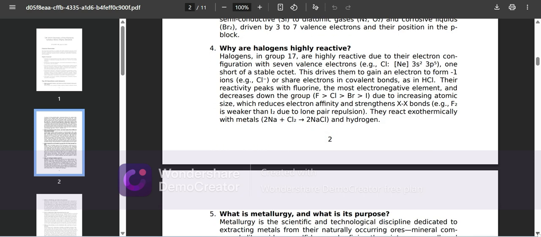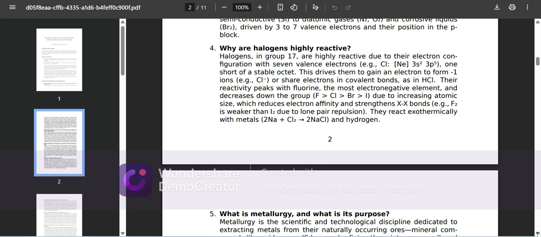Why are halogens highly reactive? Halogens in group 17 are highly reactive due to their electron configuration with 7 valence electrons. Chlorine: neon 3s2 3p5, one short of a stable octet. This drives them to gain an electron to form -1 ions, or share electrons in covalent bonds as in HCl.